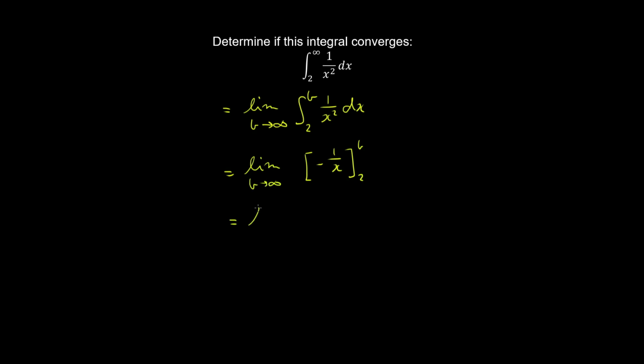So what we obtain is the limit as b goes to infinity of -1 on b minus a half. So when b goes to infinity, this term disappears, and therefore we obtain 1/2, and therefore the integral converges, because we obtained a finite value.